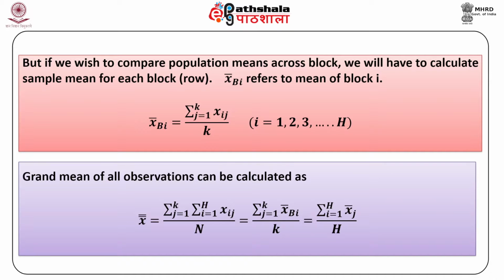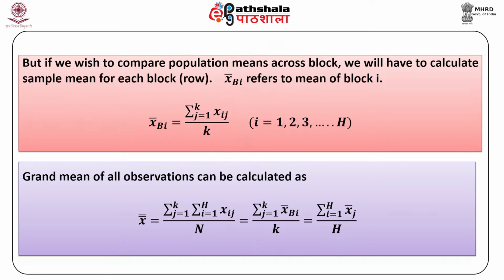Now the grand mean of all observations can be calculated as X double bar and is equal to the double summation of Xij over I and J, where I ranges from 1 to H and J ranges from 1 to K, divided by capital N. And this can also be calculated as the summation of Xbi bar, where I ranges from 1 to H, divided by H, or is also equal to the summation of Xj bar, where J ranges from 1 to K, divided by K.